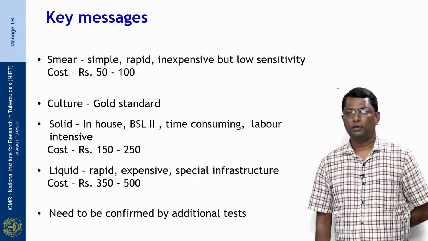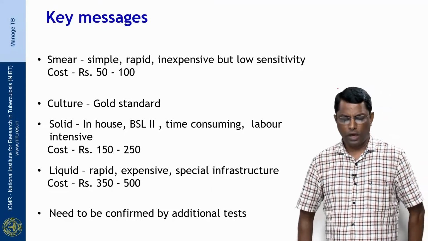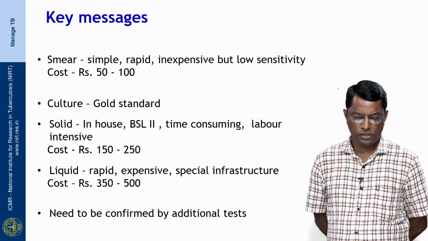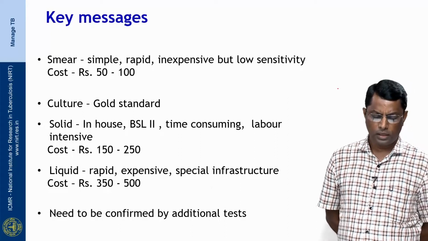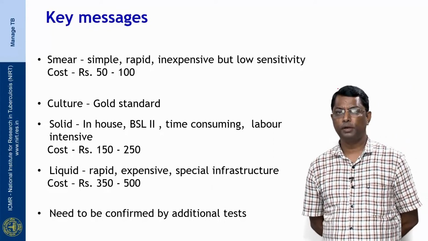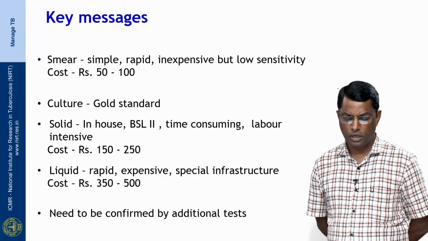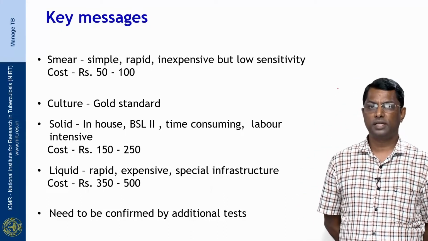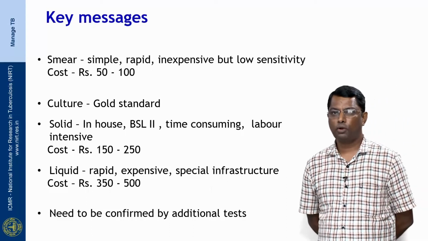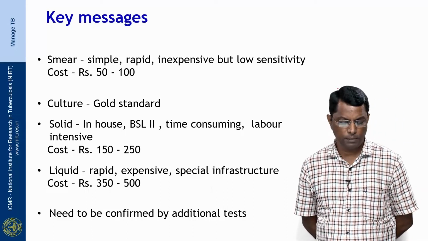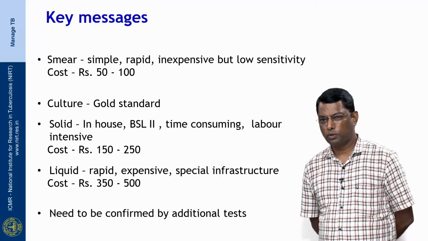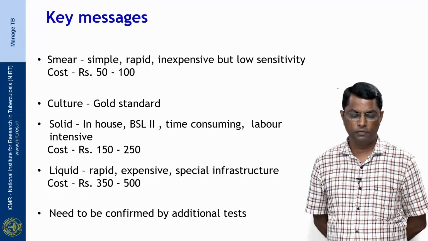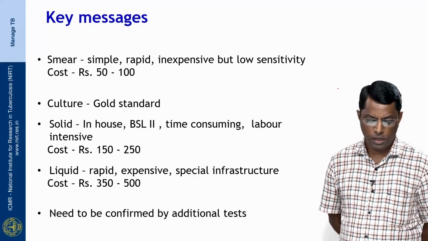So, with this, we almost come to an end of our session. The key messages from this session include that smear is a very simple method for diagnosis of tuberculosis. It is rapid, it is inexpensive, but has lower sensitivity, and the cost for smear examination using fluorescent microscopy or Ziehl-Neelsen method will vary between 50 to 100 rupees.